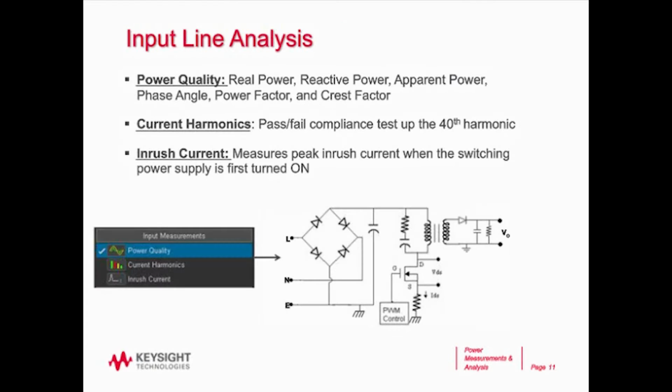So let's take a look at input line analysis, AC analysis, and then we'll step through looking at switching analysis and then DC output. There are three primary measurements that are performed to analyze the input power quality. Number one is power quality, things such as real power, reactive power, apparent power, current harmonics, and inrush current. Let's take a look at the first one, power quality.